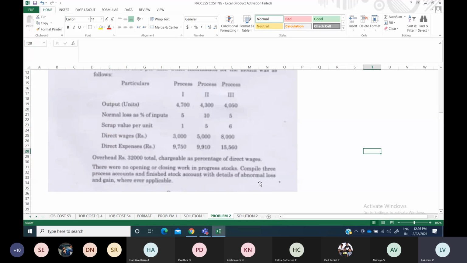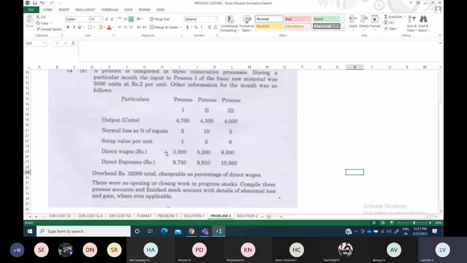Normal loss is not asked. If normal loss is asked, we prepare the normal loss account, because from that we take out the abnormal loss and abnormal gain. So we can prepare the normal loss account if required, or else if we know the calculation and the amount being transferred, we can skip it. When we work it out we can discuss that.